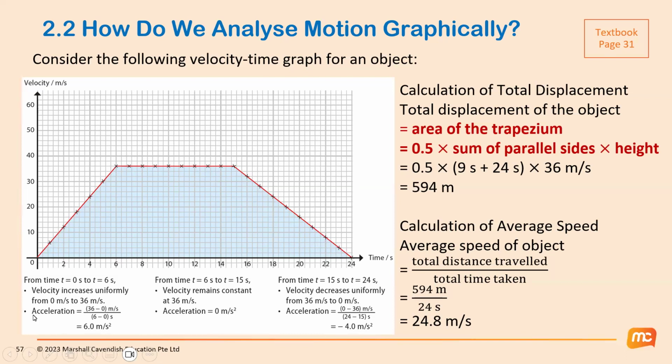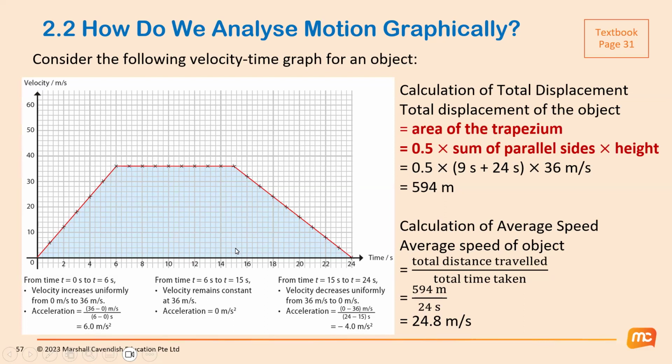At the bottom here, you can see how I calculate that acceleration. Acceleration is final velocity v, the final velocity over here is 36, minus the initial velocity, 0, over the entire time of 6 seconds. So 36 divided by 6, you get 6 meters per second squared. At the second portion, acceleration will be 0. I'm moving at a constant velocity of 36.